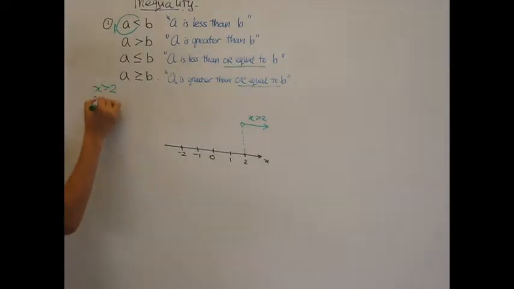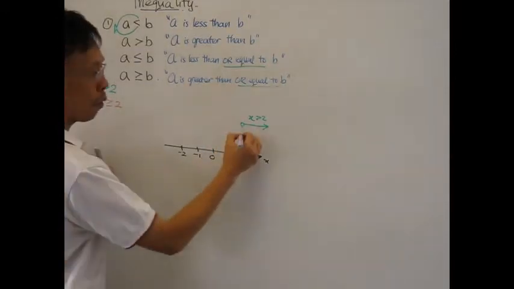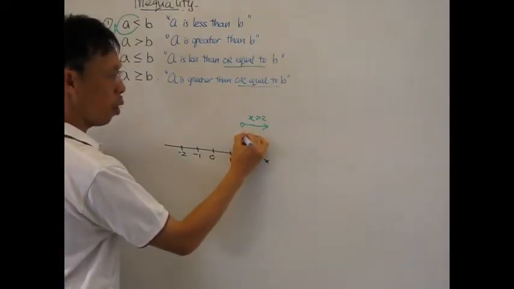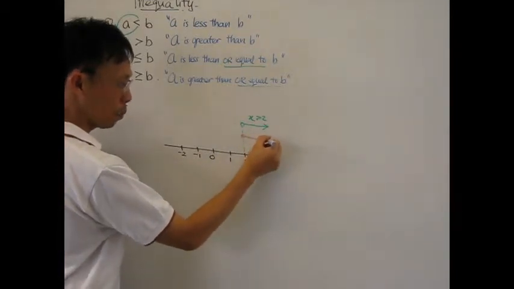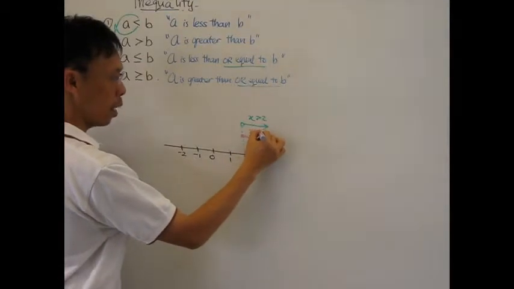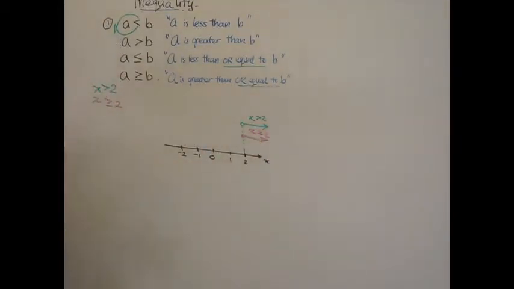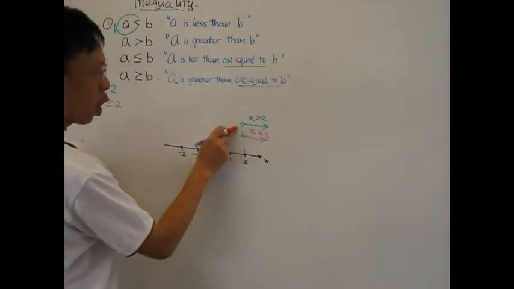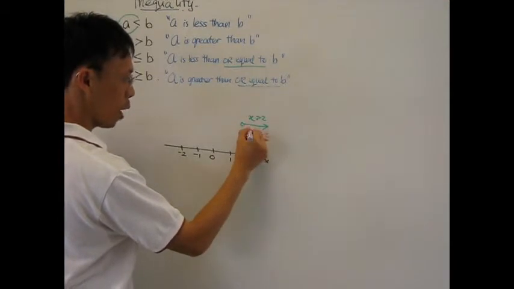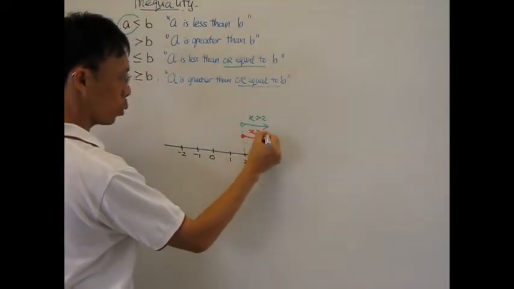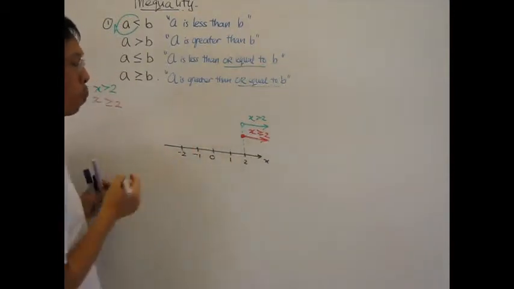If you want it to be x is larger than or equal to 2, then you would have to do it with a black or closed bracket, a closed point. So the difference here is x is larger than or equal to 2. Here is an open circle, here is a closed circle. So x is larger than or equal to 2 is a closed circle, and larger than 2 is an open circle.